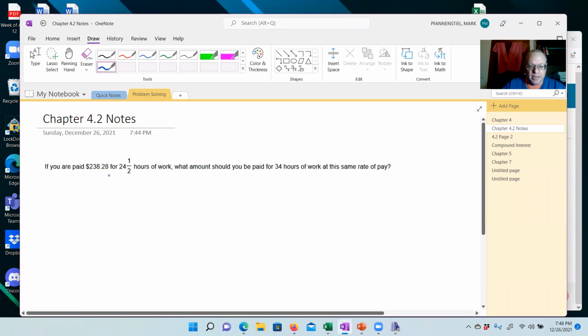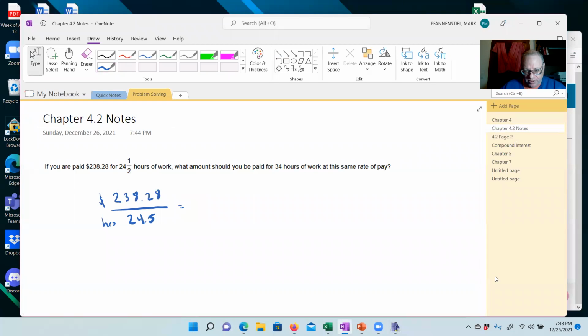In this case, they don't tell us the rate of pay; they just tell us the total pay, and any hours of work. Okay. So normally what we're going to do is calculate what hourly rate we make. Okay, so we have 238.28 per 24 and a half hours. So this is dollars, this is our hours. Okay, and then we are going to go ahead and grab a calculator.